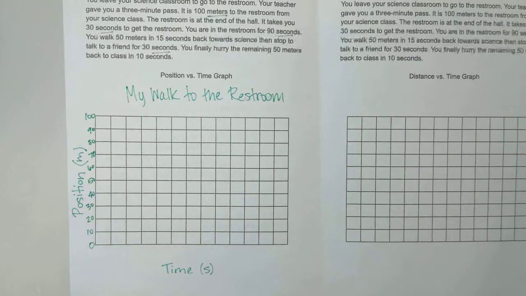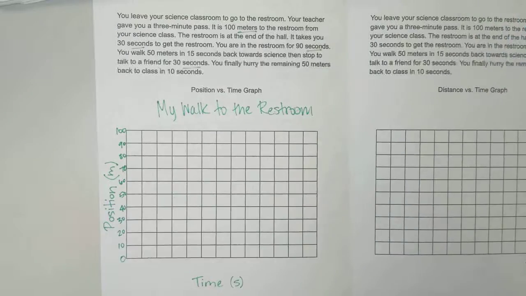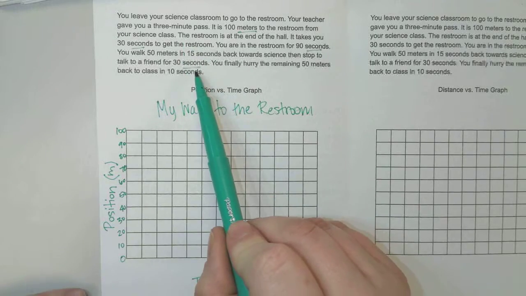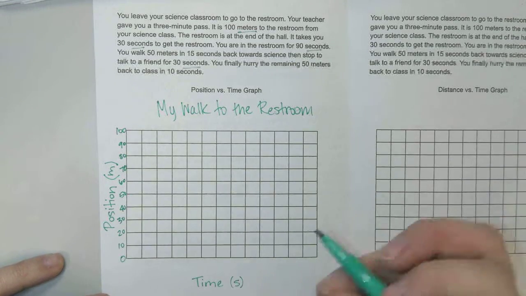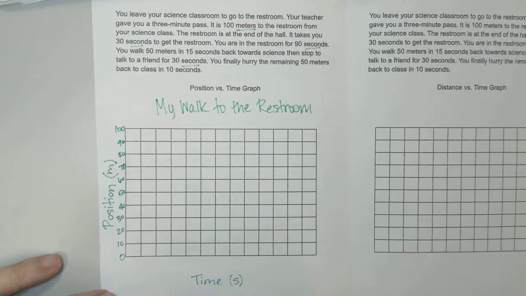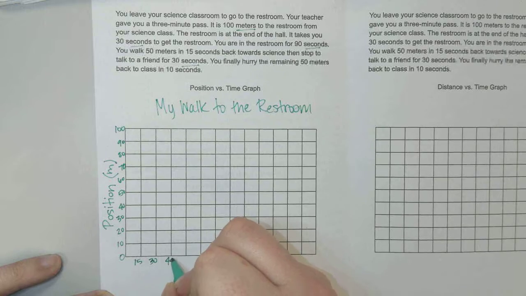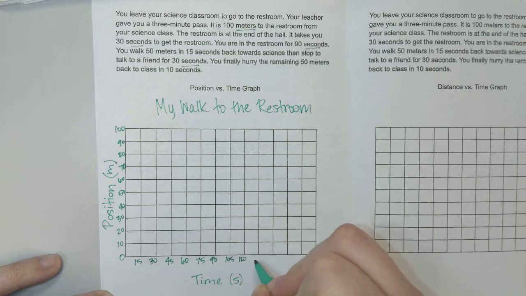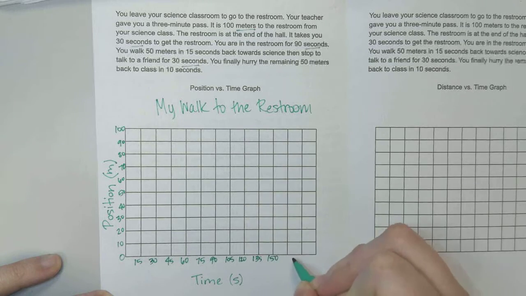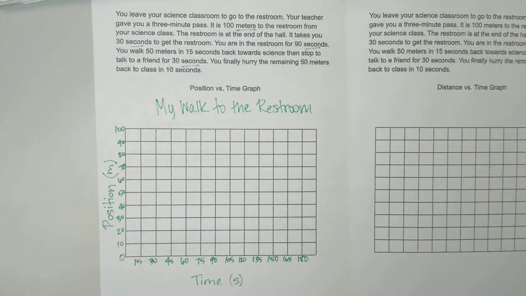Okay. Looking at time, it does say that she gave us a 3-minute pass, okay? But we want to talk about seconds, right? Our teacher gave us a 3-minute pass, but since we're talking about seconds, we want to be sure that we're using seconds down here. 3 minutes would be 180 seconds. If we count each line by 15, if we make our interval 15, that actually works out. So we'd have 15, 30, 45, 60, 75, 90, 105, 120, 135, 150, 165, 180, and that would get us to our 3-minute mark, or 180 seconds.